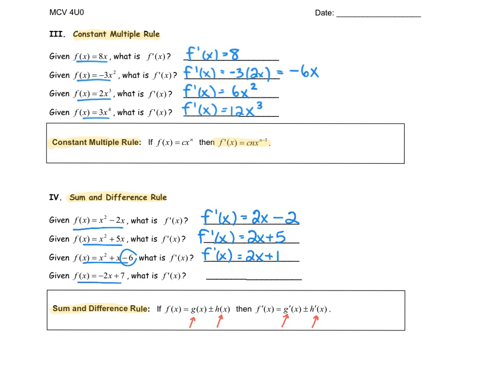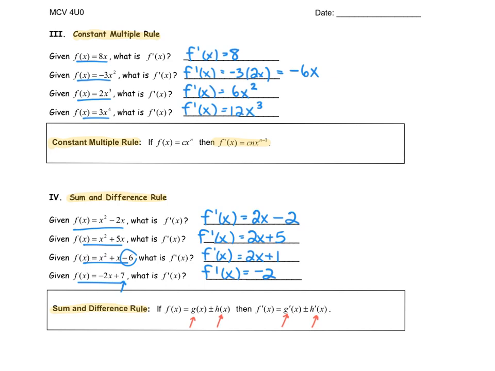We have just a linear function, negative 2x plus 7. The derivative of that is simply the negative 2. The derivative of the 7 is 0. Okay, again, just a combination of a whole bunch of power rules all put together.